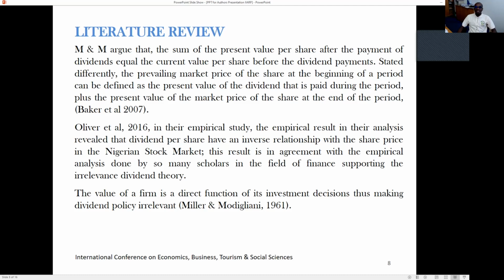The empirical results in their analysis revealed that dividend per share has an inverse relationship with the share price in the Nigerian stock market. This result is in agreement with the empirical analysis done by many scholars in the field of finance supporting the dividend irrelevance theory. The value of a firm is a direct function of its investment decision, thus making dividend policy irrelevant, also in accordance with Miller and Modigliani in 1961.